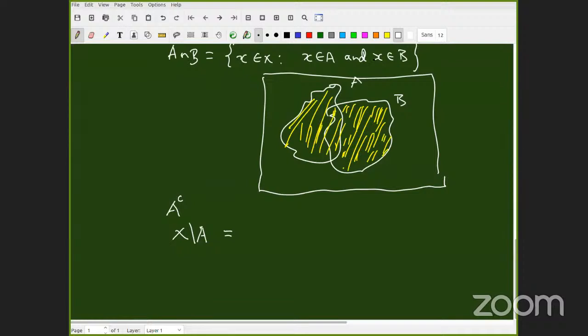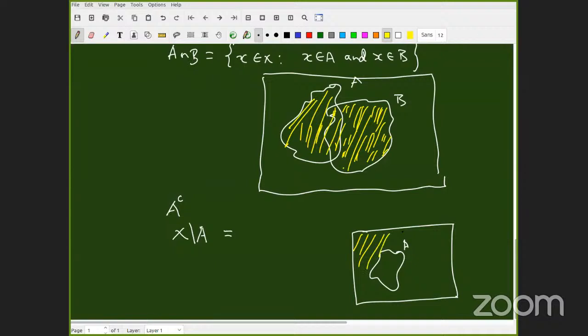So how does it look in picture? Let's draw. Let's draw the set A. Only A now. What is A complement? What are all the points? All of you know, right? Points outside A. All the points outside A are going to come. So that's the definition.